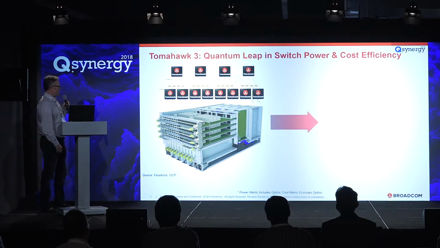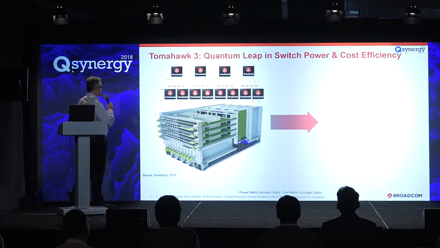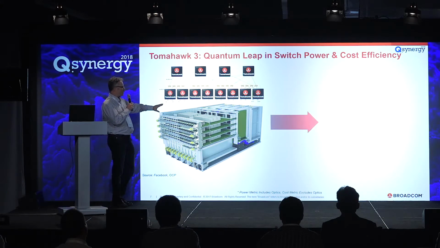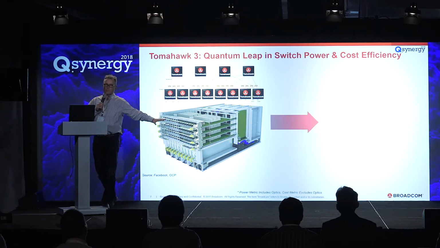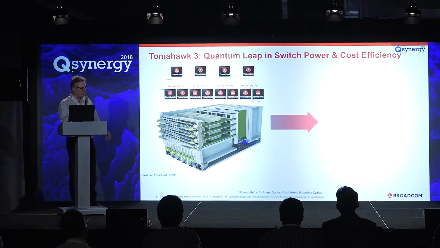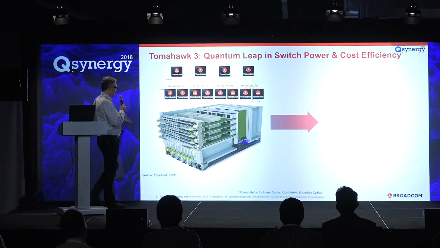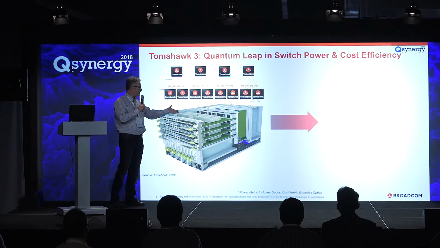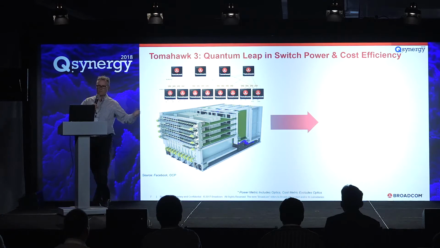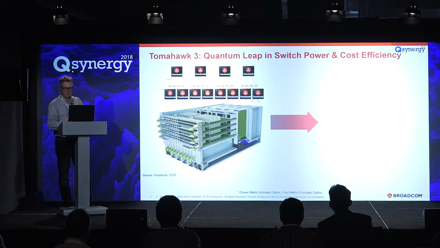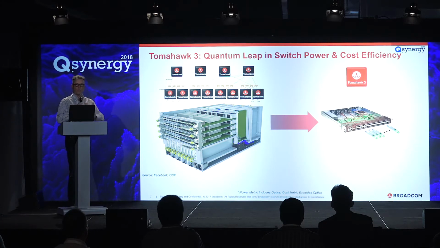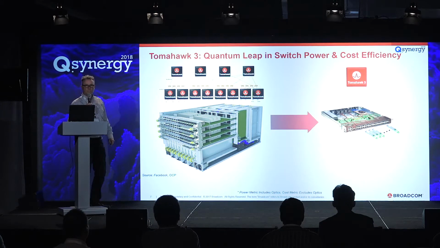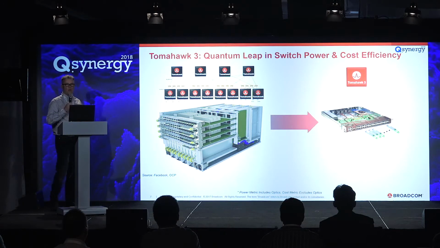In terms of the power and cost, previously we had 128 by 100 gig boxes based on our Tomahawk chip a couple generations back, and this is what they would look like. It's a chassis with a backplane and a whole bunch of line cards. With Tomahawk 3, we can shrink it down to the 1 RU box that Paul just showed you. That's a lot of metal that's gone.